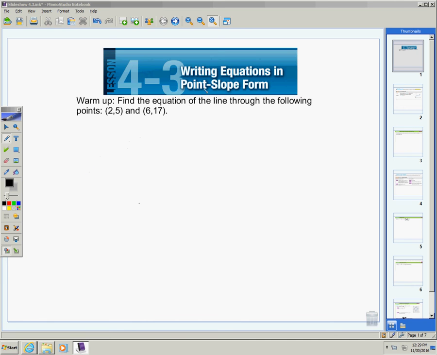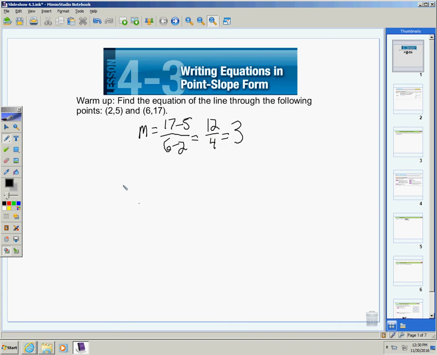In this lesson, we are going to be writing equations in point-slope form. And for the warm-up, I want to find the equation of the line through the following points, (2, 5) and (6, 17). So the way we do that, we know the first thing to do is to find the slope between these 2 points. So we get 12 over 4, which is just 3.